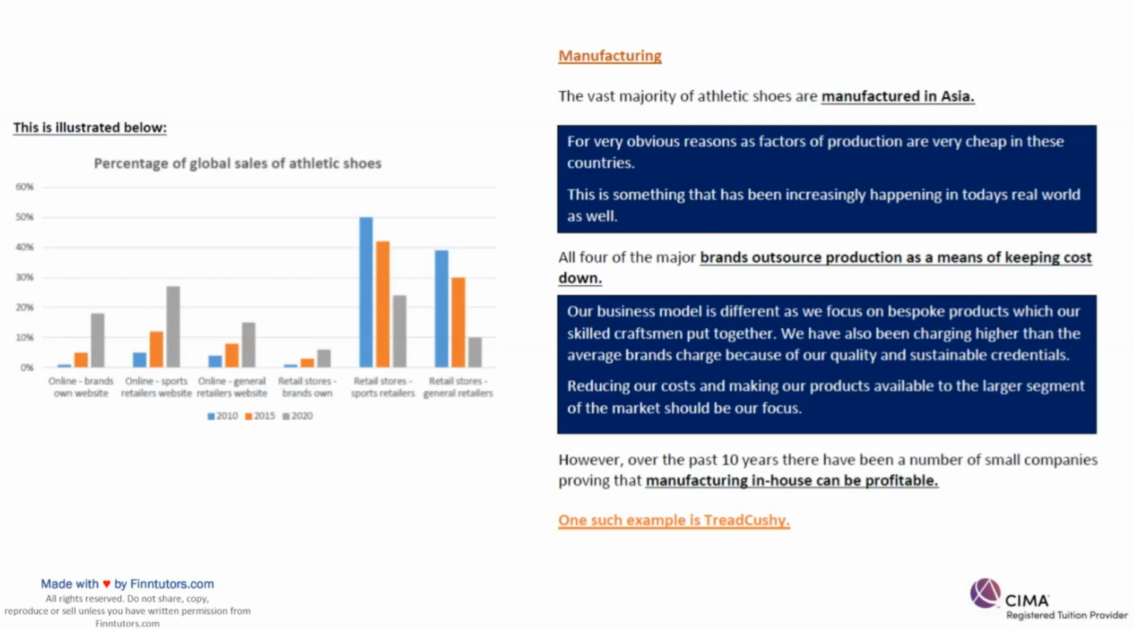For us, we are not outsourcing anything. Our business model is different, as we focus on bespoke products which are put together by skilled craftsmen. We have also been charging higher than the average brands charge because of our quality and sustainability credentials. However, over the past 10 years, there have been a number of small companies proving that manufacturing in house can be profitable. And one such example is TreadCushy.